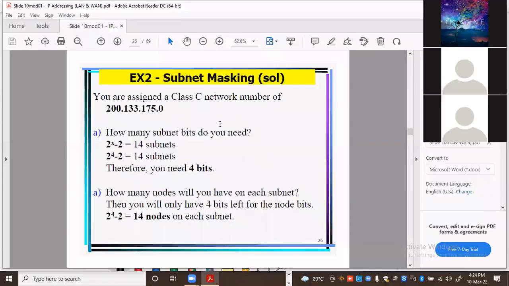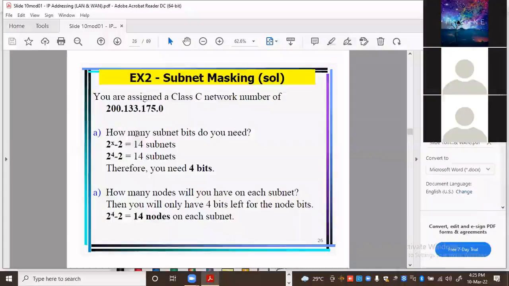Okay, this already has the solutions as well that you can go through. So in this case, you've been assigned a Class C network number of 2, which is an IP address of 200.133.175.0. Now they've told you the Class C, so you know by default it's going to have a 255.255.255.0 subnet mask. So keep that in mind because it's Class C.